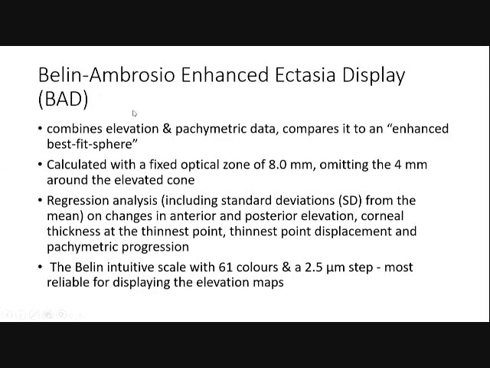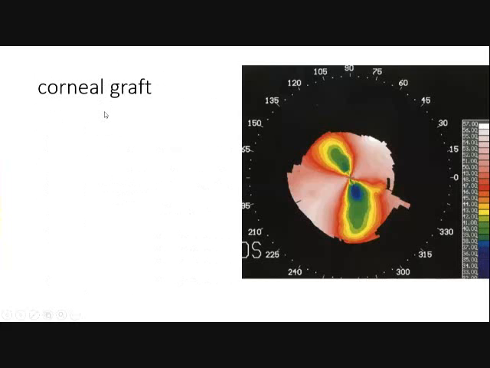Now this is, you can say, the latest one, the Belin Ambrosio enhanced ectasia display. It combines the elevation and pachymetry map, the enhanced best fit sphere in the 8 mm zone, and regression analysis of all the data: pachymetry, thinnest point, anterior and posterior elevation. So all these points are considered, and then this analysis is done.